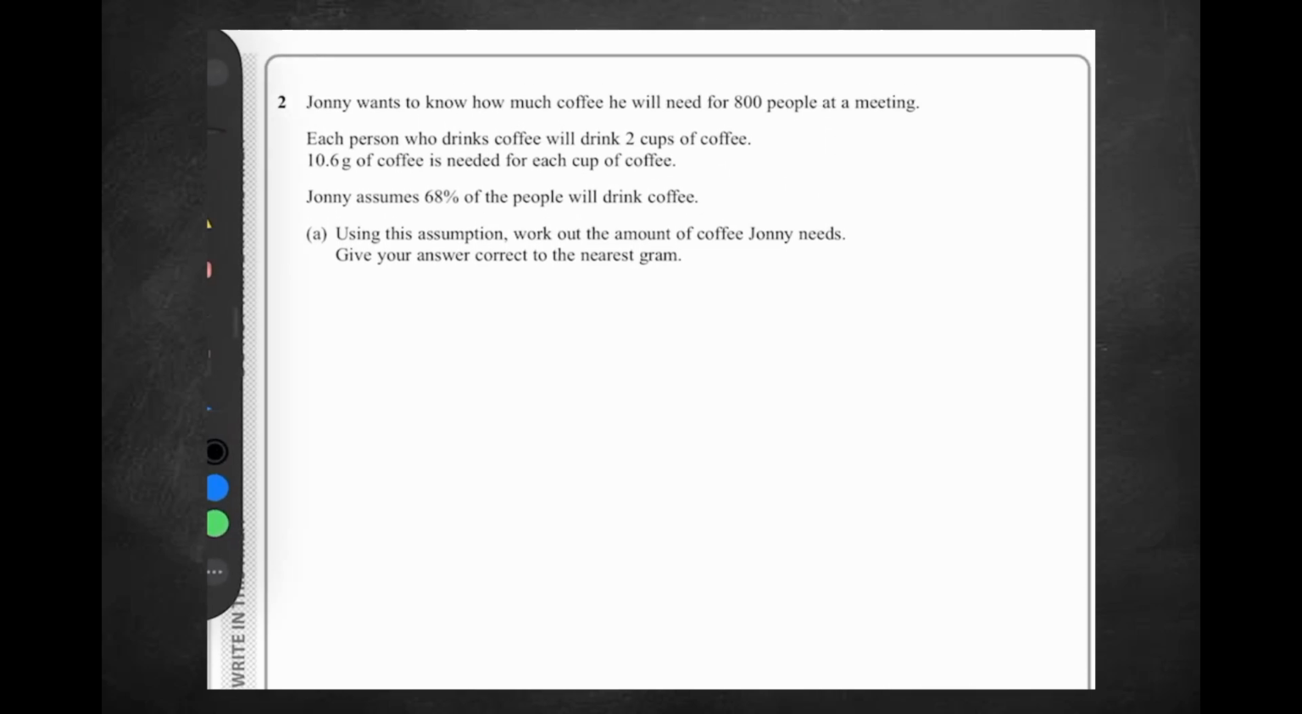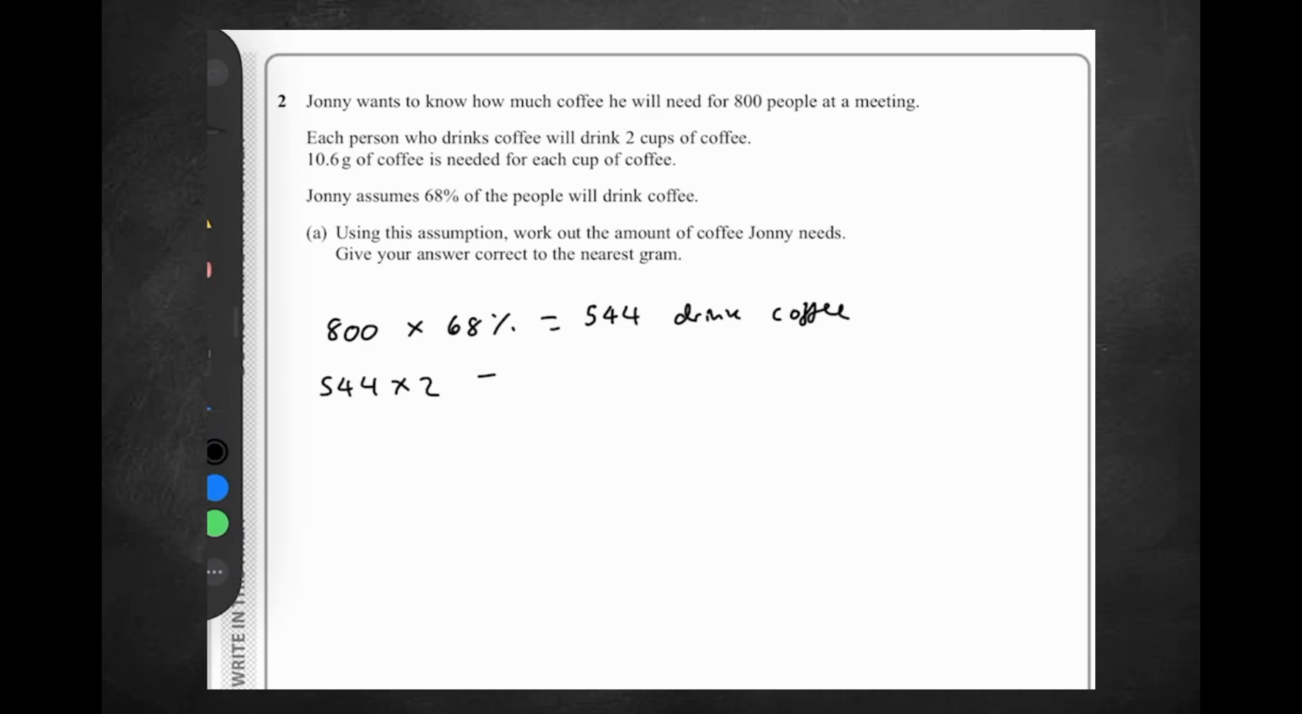So, there are 800 people at the meeting. So let's start by timesing this by 68%, which I'm going to do on my calculator. 800 times 0.68, 544 drink coffee. Then, as each person who drinks coffee will drink 2 cups, we're going to times that by 2. On my calculator, 1088 cups, and 10.6 grams for each cup.